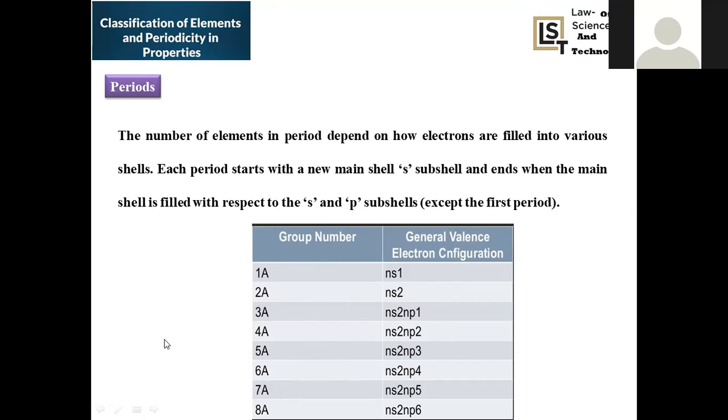But in case of a period, what happens? We are not going to add any new main shell. For example, let us move on from hydrogen to helium. I'm taking the simplest example, comparing hydrogen to helium, which reside in the first period. Hydrogen is associated with 1s1 electronic configuration, and subsequently helium with 1s2. Means in the same main shell, we are going to add one more electron without adding any new main shell. So that is the kind of progress in the period propagation.